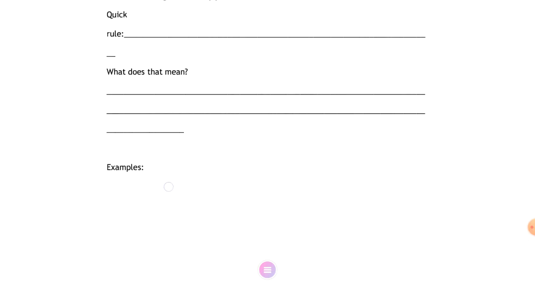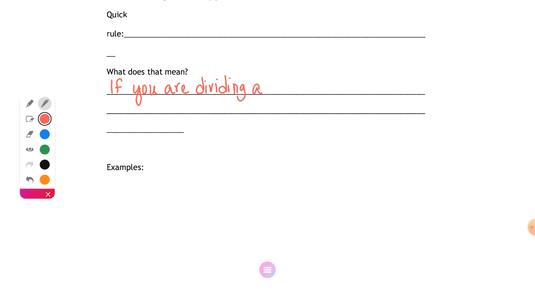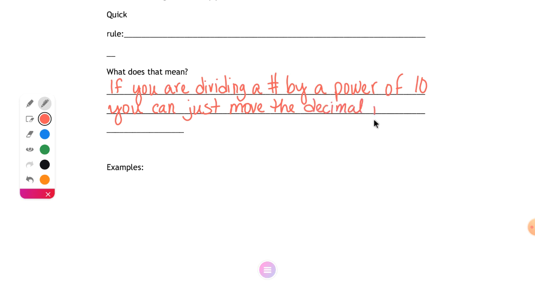Okay, so what does this mean? It means that if you are dividing a number by a power of 10, you can just move the decimal point to the left.